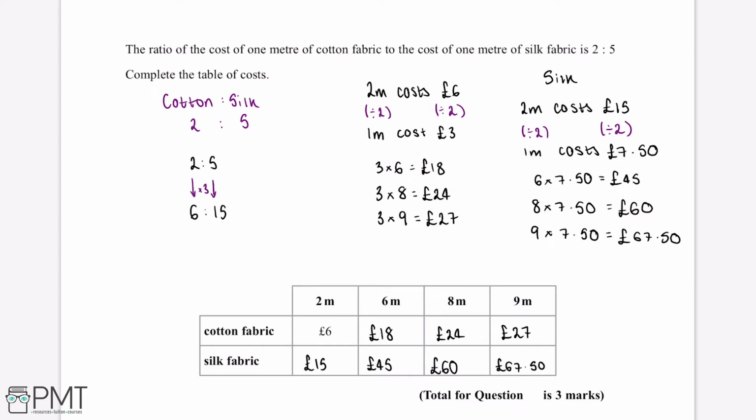Now this question's worth 3 marks. We'll get 1 mark for having at least 1 value correct in the cotton fabric row, our second mark for having at least 1 value correct in the silk fabric row, and our third mark for having a full correct table.